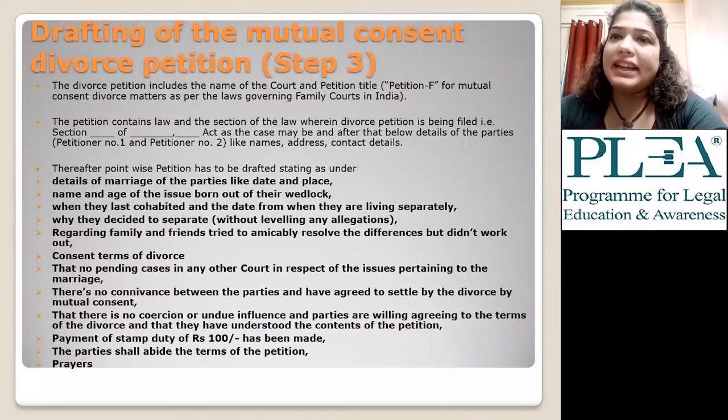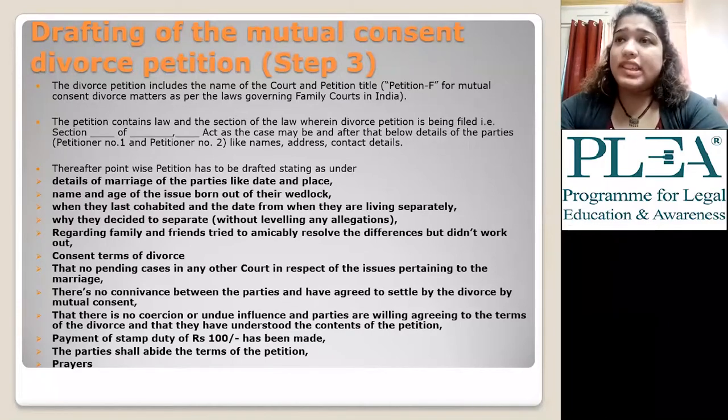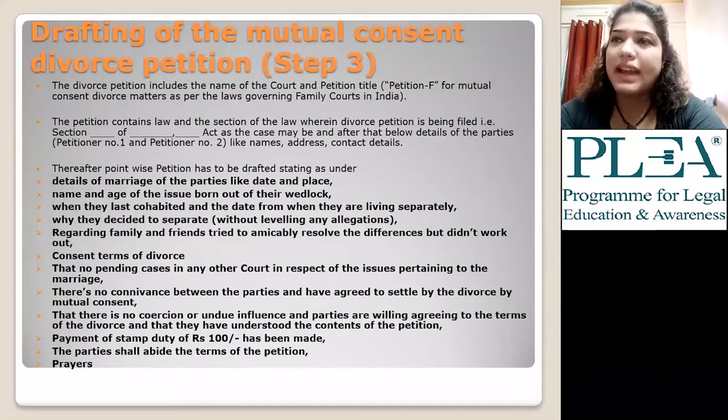Then you state that no cases are pending in any court in respect of the issues pertaining to the marriage. You have to specify that no case is pending against each other, and that we have not put any case. There are a few people who put domestic violence cases and other cases, depending on each case. All these cases have to be closed if we are filing a divorce petition by mutual consent, because no other cases can go on pertaining to the matrimonial issues if the couple is willing to separate mutually from each other. You also have to state that there is no connivance between the parties, that there is no force or coercion, and that the parties have agreed to settle the divorce by mutual consent, by choice.